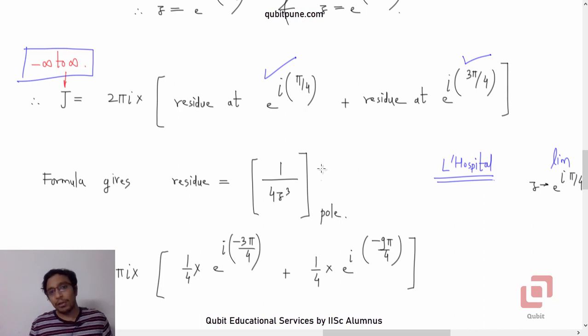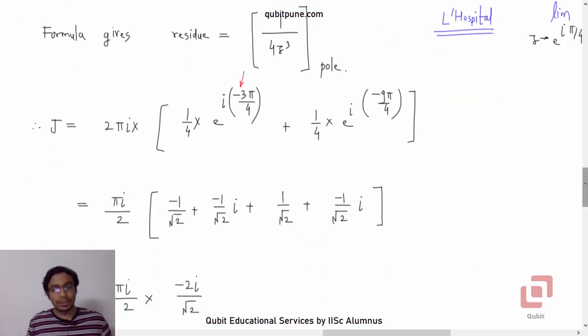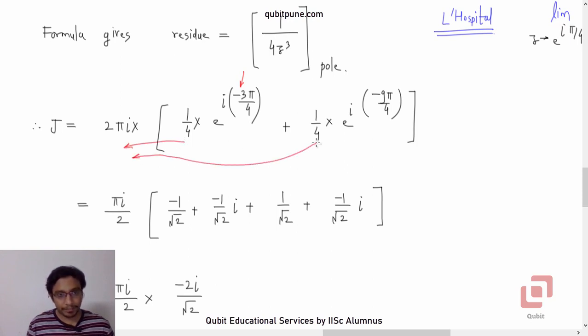And this not only applies to e to the power i pi by 4 but also to all other 3 poles as well, but we need only 2 of them. So you have to now substitute z as e to the power i pi by 4 and e to the power i 3 pi by 4. But you are cubing it and it is in the denominator, so multiply the power by minus 3. So it will be minus 3 pi by 4 for the first and minus 9 pi by 4 for the second. And you use Euler's formula now, e to the power i theta is cos theta plus i sin theta. What you can do is take this 1 upon 4 outside, so it will be 2 pi i by 4 or pi i by 2.